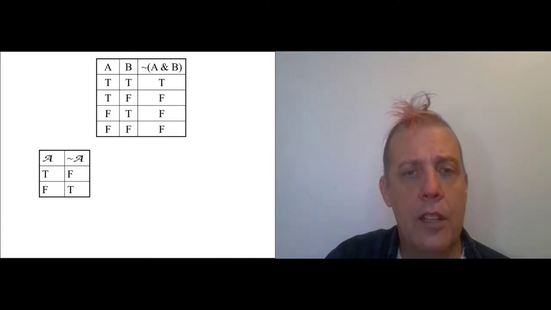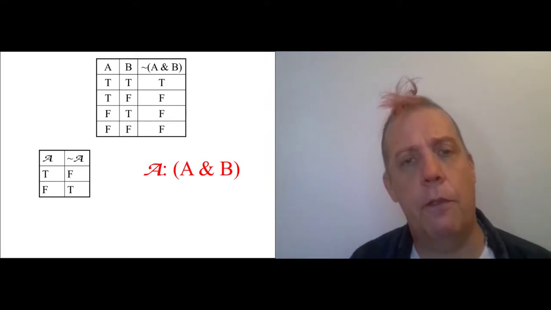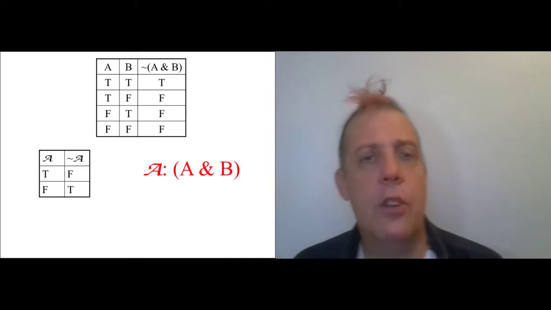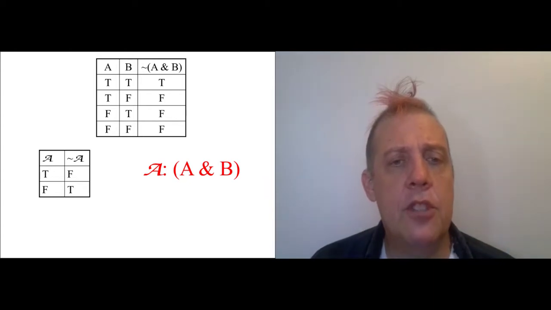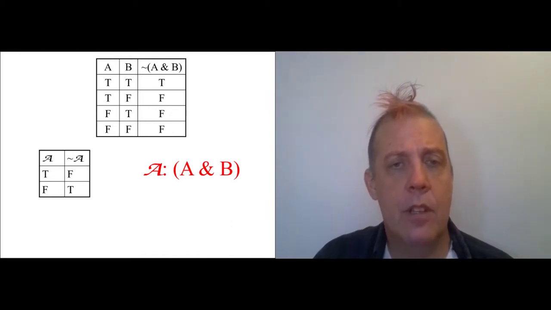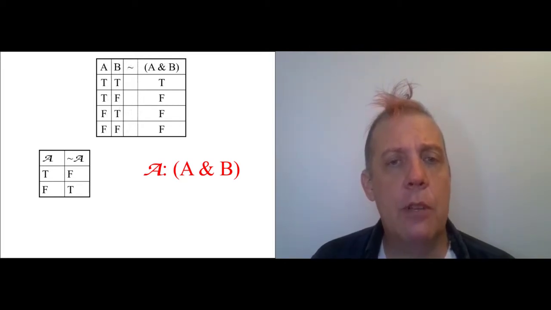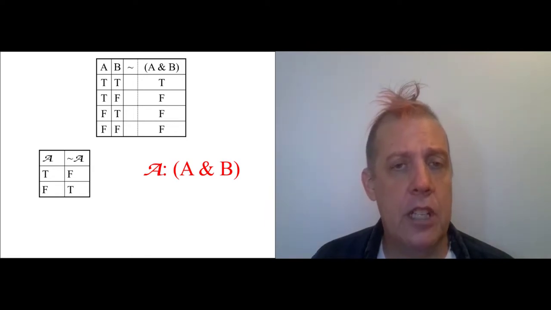Ultimately, though, what we want is to know the truth value for the full sentence. So now imagine that script A isn't a single letter. Imagine that script A is this sentence A and B, right? So script A now represents the column that we've already done, that is true, false, false, false. We want to negate that.